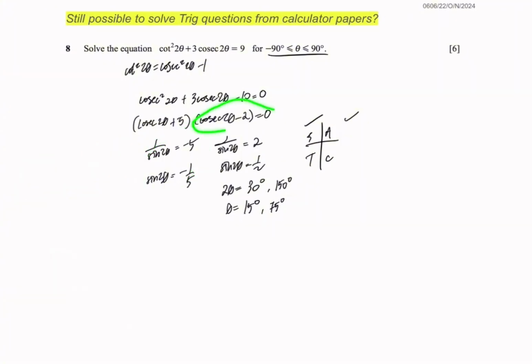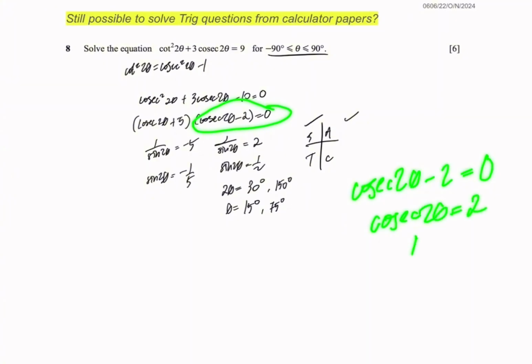And you do the same thing for this side. So cosec 2 theta minus 2 is equal to 0, and then cosec 2 theta is equal to 2. 1 over sine 2 theta is equal to 2. Sine 2 theta is equal to a half.